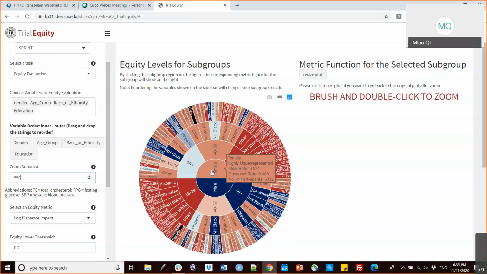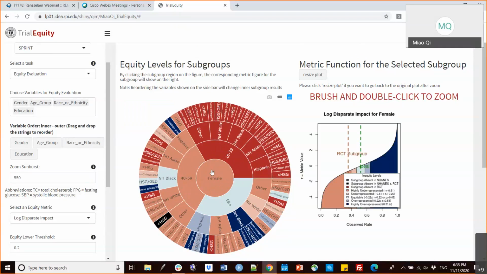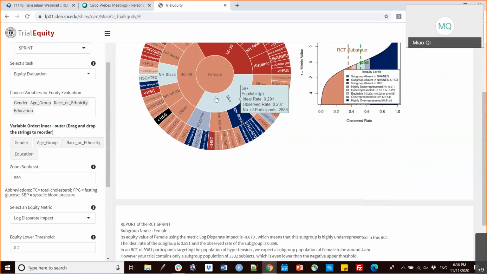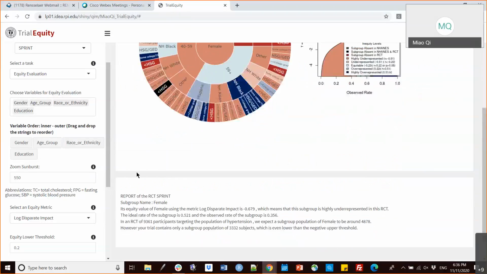And if you click on a subgroup, you will get a mass figure based on this specific subgroup and the metric that you select. On this figure, you can see how far your randomized clinical trial subgroup is from the equitable region. That's the teal region here. So it may be kind of close to the underrepresented region, but it's still far from the equitably represented region. And for each subgroup, when you click on it, it will return a report here.